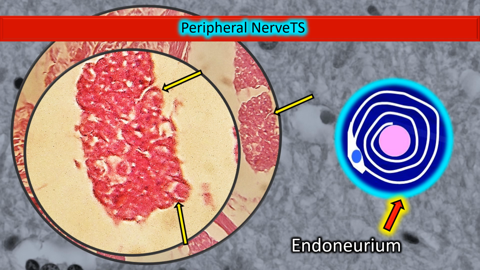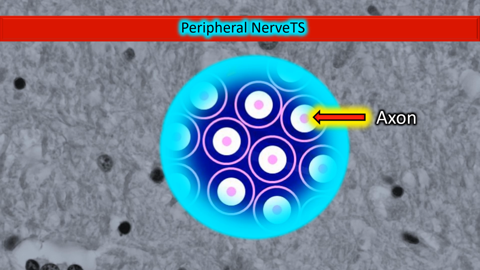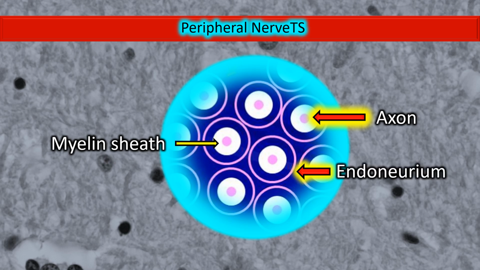Now, you will have to remember that the neurilemma and the endoneurium are very difficult to separately identify in a low magnification light microscopy. Ultimately, we come to axon, myelin sheath, then the endoneurium. Of course, we take it for granted that there is the neurilemma right underneath the endoneurium. That forms the basic design of peripheral nerve TS.